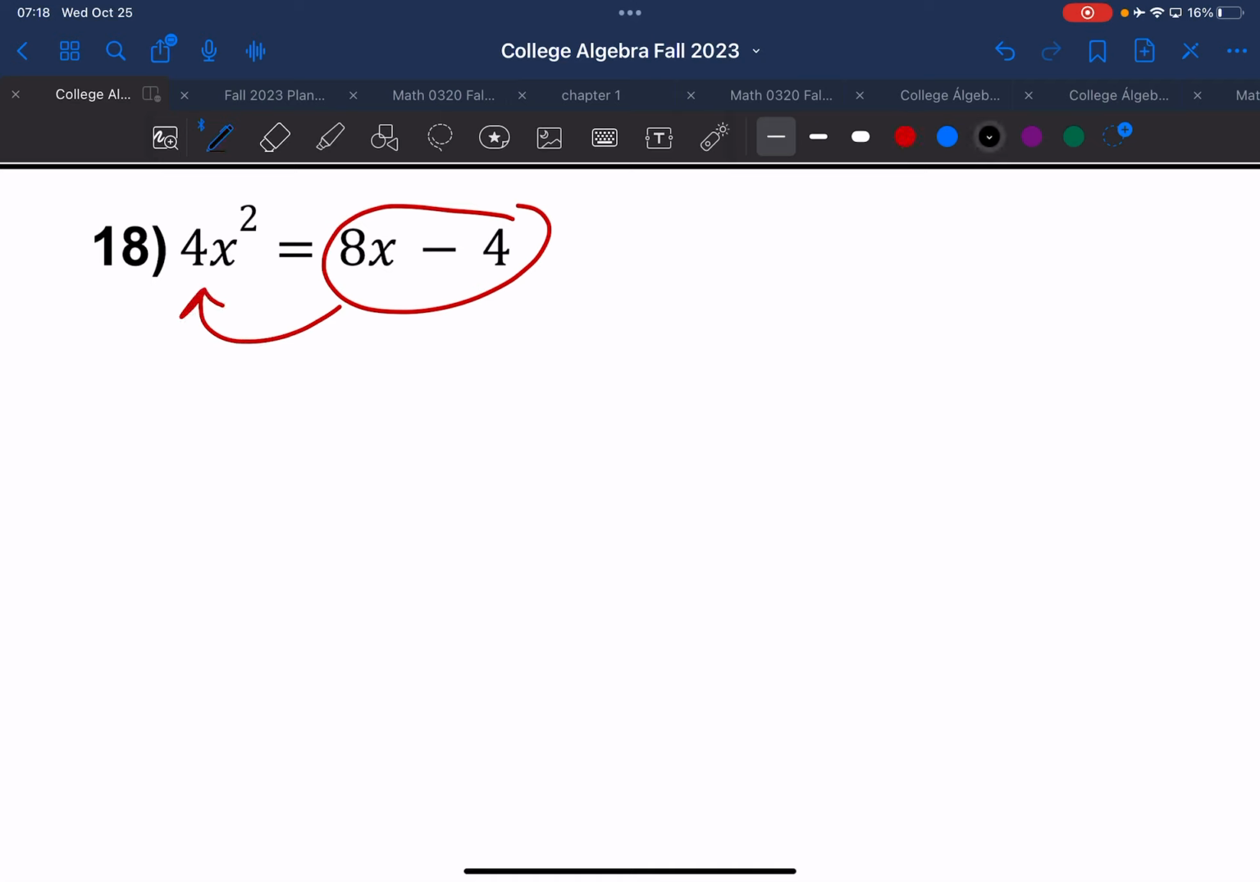So we do that by subtracting the 8x and adding the 4. So we get 4x squared minus 8x plus 4 equals 0, because there was no like terms for any of those to combine with. So we label our A, B, and C. Go ahead and plug it into the formula and tell me if you get negative, positive, or 0.